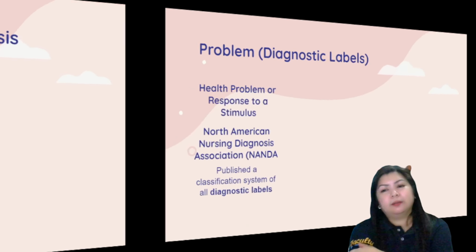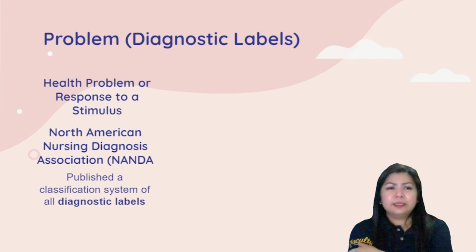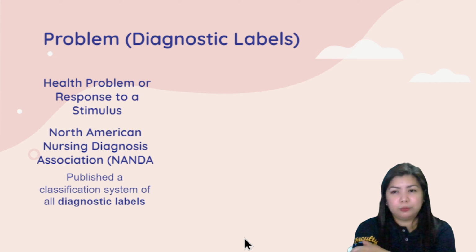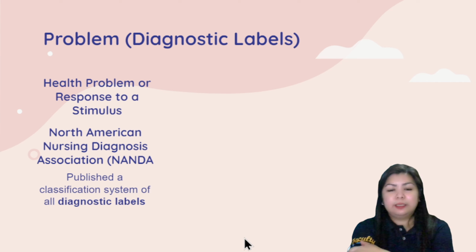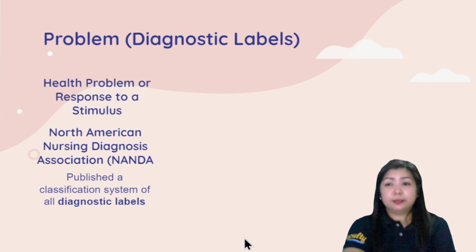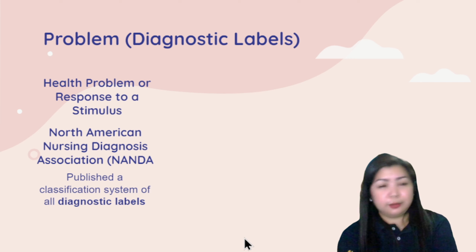Now, let us discuss each part of your nursing diagnosis one by one. To start with the first part, letter P, your problem or your diagnostic label. We call them diagnostic labels. This describes the client's health problem or response to a particular stimulus. So this is your patient's response to a medical diagnosis.